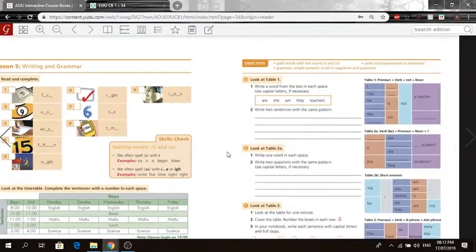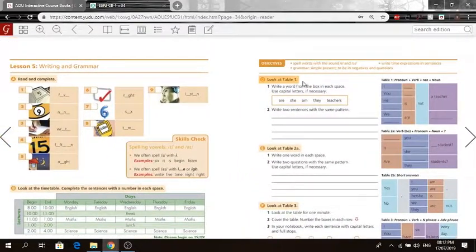Here we go. Okay? So look at table 1 here. Write a word from the box in each space. Use capital letters if necessary. Okay. So you guys know that the beginning of each sentence is always capital. So that's why you'll always see the first letter of these words capital, because it's the beginning of a sentence. Okay. So I always takes am, just so you guys know. So I am not a teacher. Okay. You never takes is, and you can never say you am. So you are not a teacher. Never say you is, okay? Talked to you guys about that before.